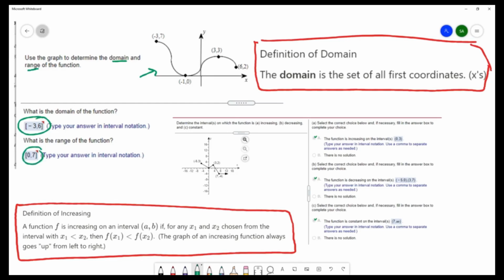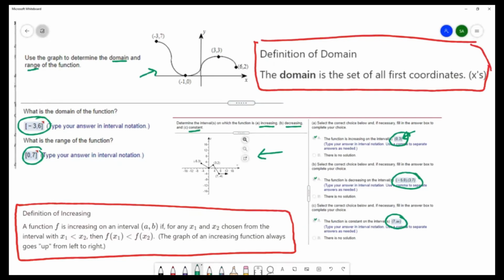And over here in this question, we're given a picture and we're asked to find intervals of increasing, decreasing, and constant. And when you look over here at the answers, parentheses are used. So that's the question. Why are we using brackets in one case and parentheses in another case?